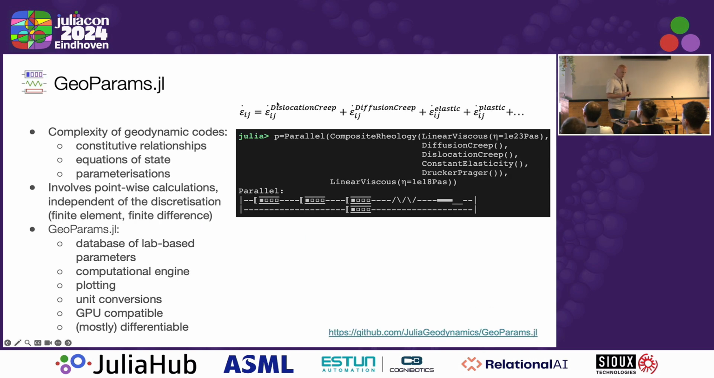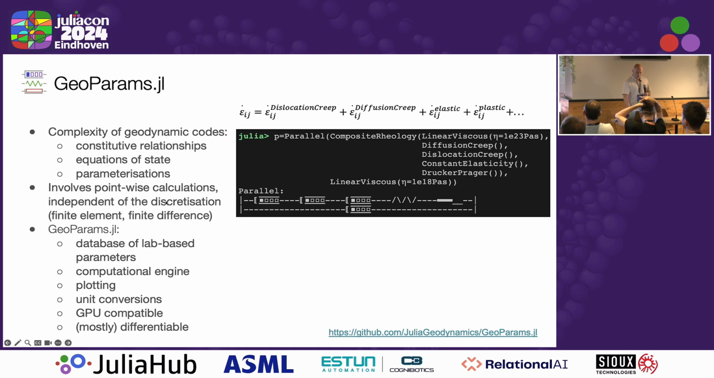The core, or one of the main packages we are dealing with, is called GeoParams. And GeoParams deals with the fact that many geodynamic codes have very complex constitutive relationships. Viscoelastoplastic, they are nonlinear, and much of the complexity of developing a geodynamic code is actually in developing these constitutive relationships. The point is that these relationships are always pointwise calculations. So it doesn't matter if you have a finite element code, a finite difference code, a spectral element code, you always need to do these kinds of calculations, and they're independent of the discretization.